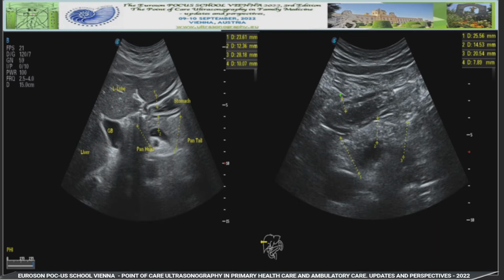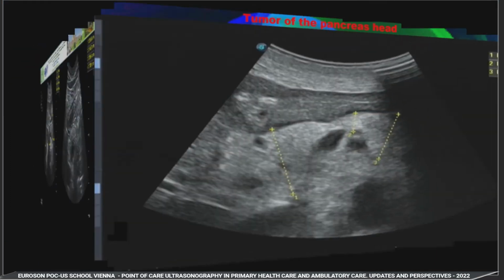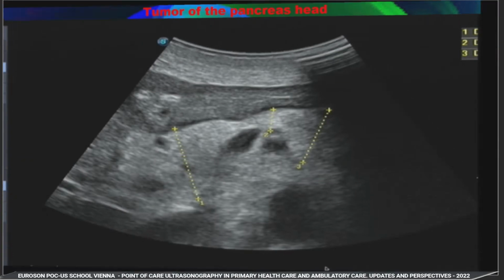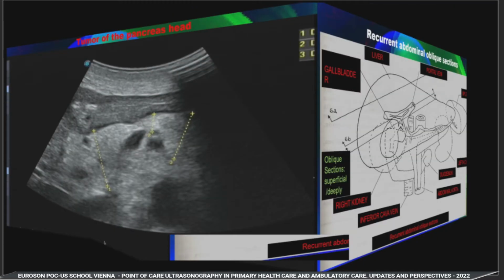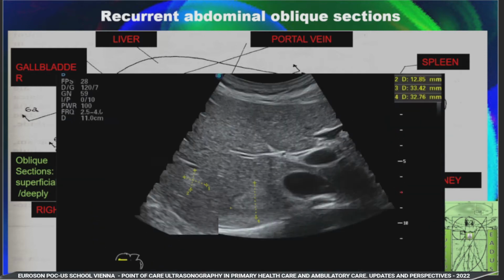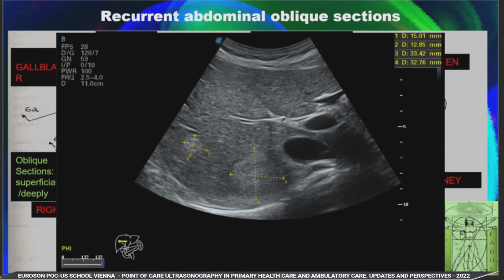And this is the nice image with the pancreatitis, the chronic pancreatitis, and also an image with an enlargement of the head of the pancreas and the uncinate process, and it is a tumor of the head of the pancreas in our patient. And we use very currently the recurrent abdominal oblique sections, and you can find some focal lesion like this.